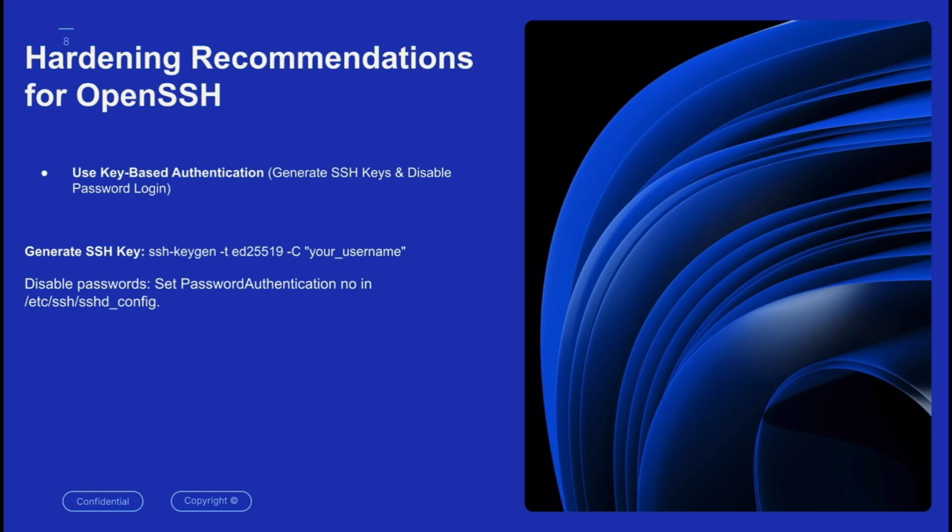Here are a few of my hardening recommendations for OpenSSH. Firstly, use key-based authentication by generating SSH keys and disabling password login. So for generating the SSH key, you'd run the ssh-keygen command followed by your username.